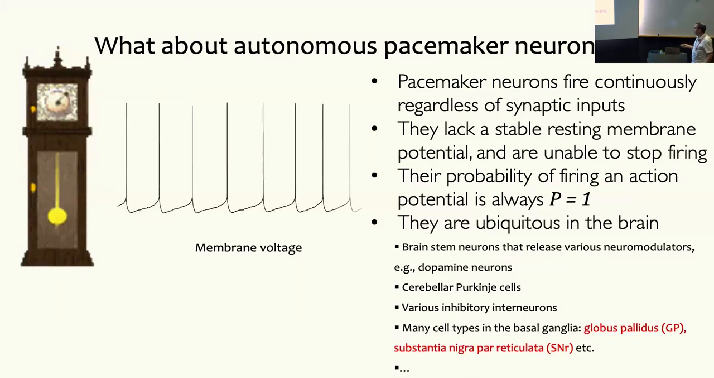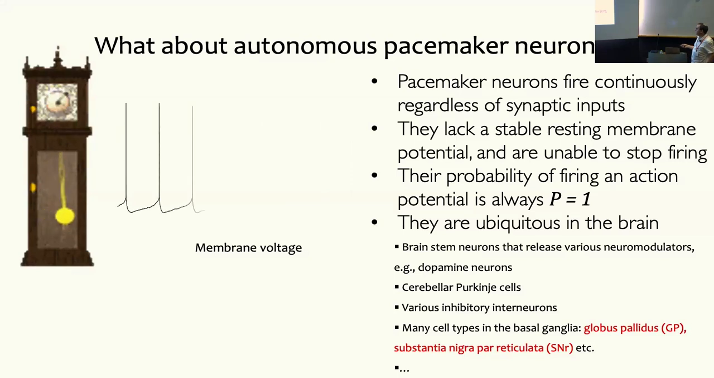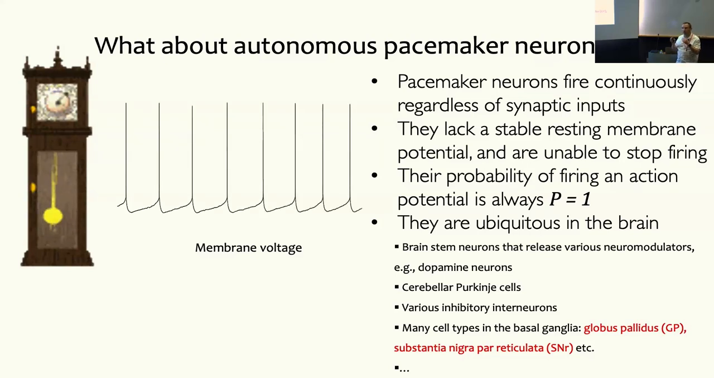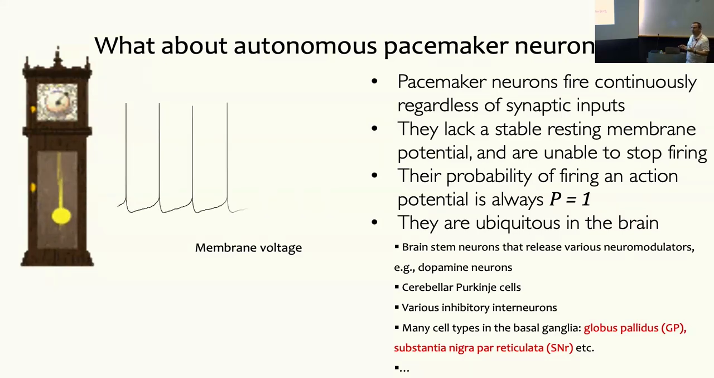And I'll be mentioning mostly cells of part of the basal ganglia called the globus pallidus. It's a part of the brain. And the substantia nigra pars reticulata. For this talk, it's less important to know where they are. It's just that they have this property that they do not have a resting membrane potential and that they oscillate continuously. So then what do synaptic inputs do to a cell that's going to fire no matter what?